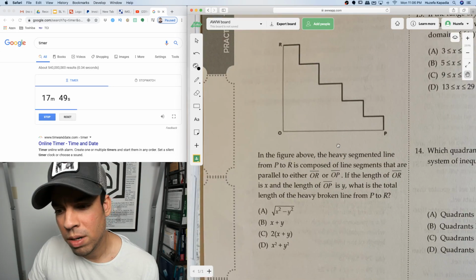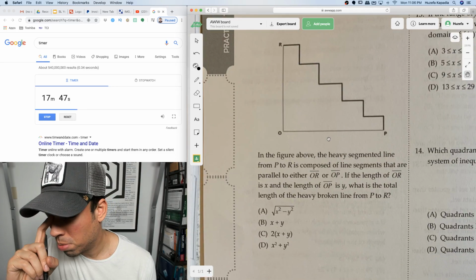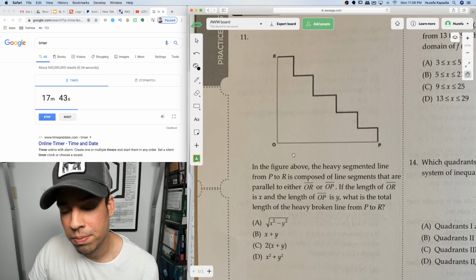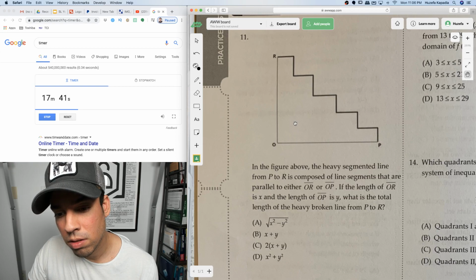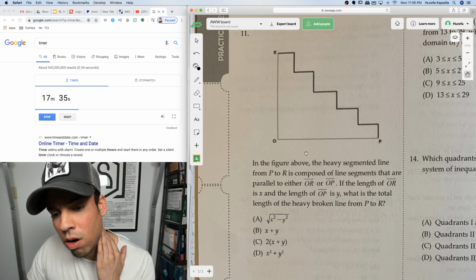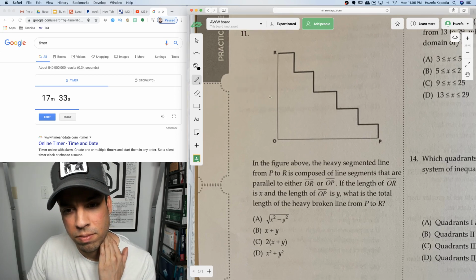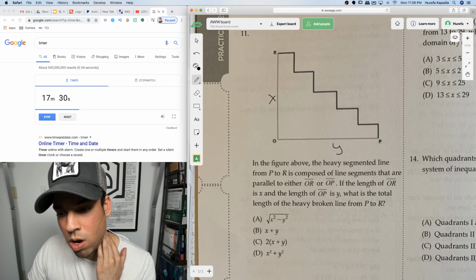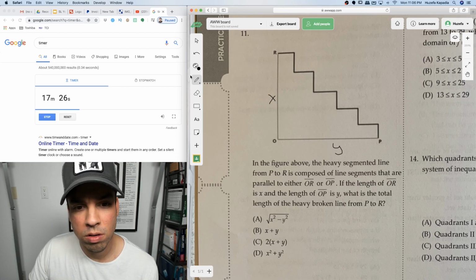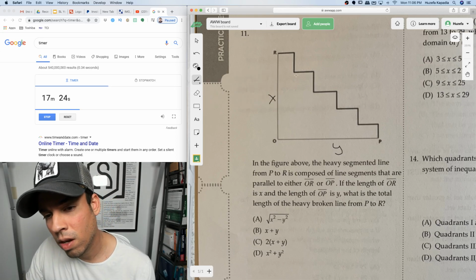In the figure above, the heavy segmented line from P to R is composed of line segments that are parallel to either OR or OP. Okay. Got it? That are parallel to either. Okay, if the length of OR is X and the length of OP is Y, what is the total length of the heavy broken line from P to R? Oh.